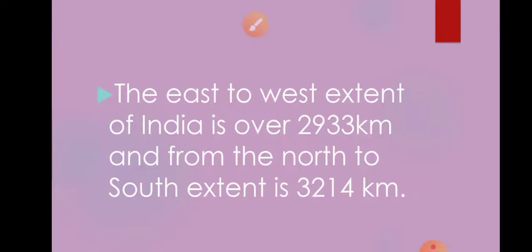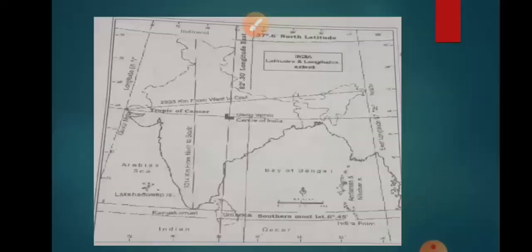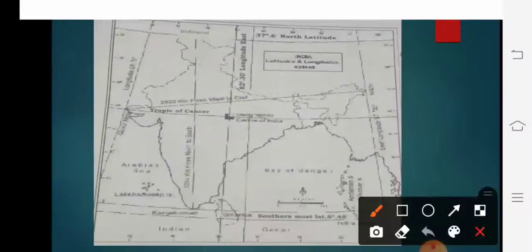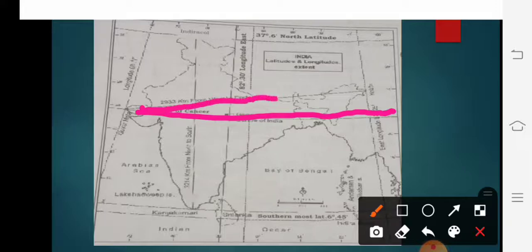We are going to understand this through a map. Okay children, here you can see the India map. This line is called the Tropic of Cancer. It passes through the 8 states. From east to west, this line indicates the extent up to 2,933 kilometers, and north to south it extends up to 3,214 kilometers.